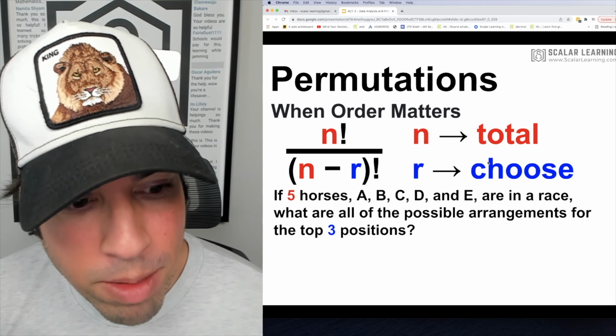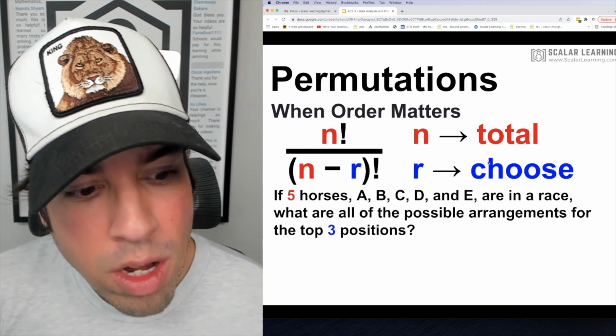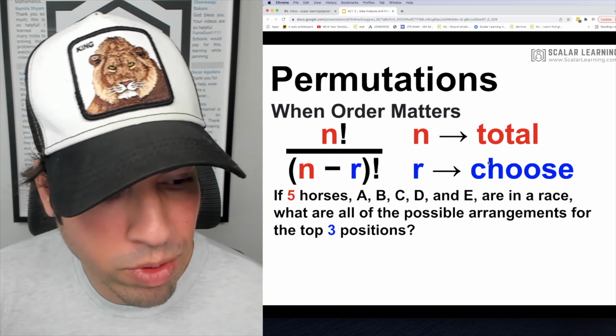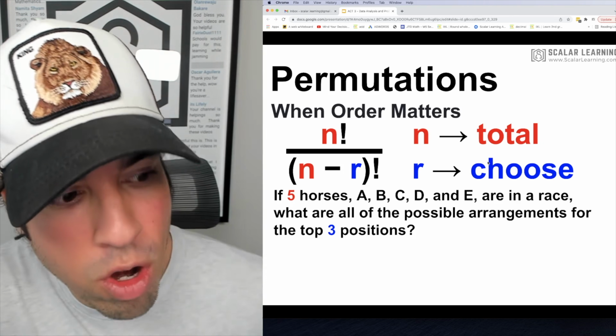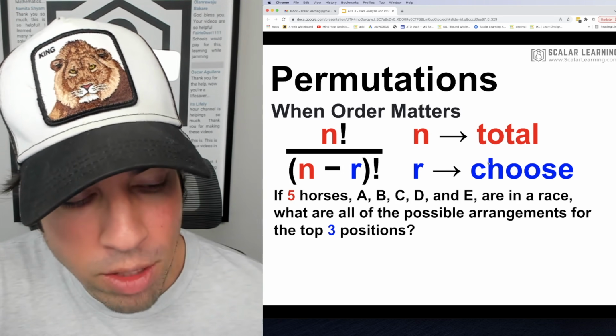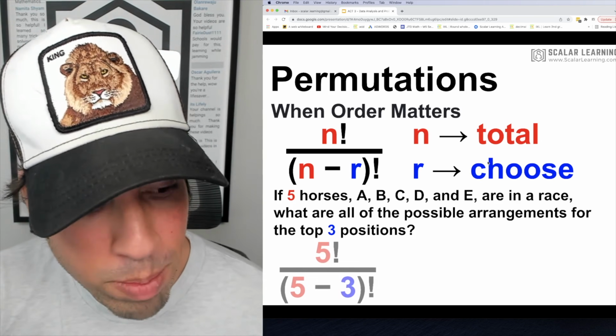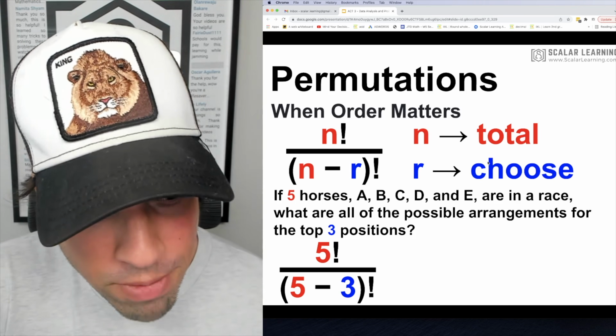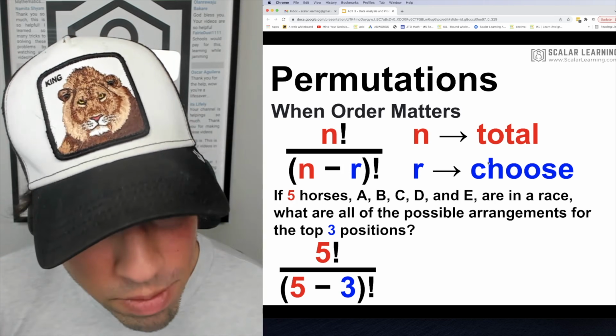If 5 horses A, B, C, D, and E are in a race, what are all of the possible arrangements for the top 3 positions? So you can see they're color-coded. 5 is, of course, your n value. 3 is your r value. So if we plug and chug into our equation, it's 5 factorial over 5 minus 3 factorial.